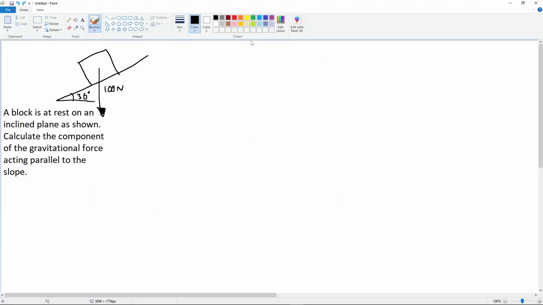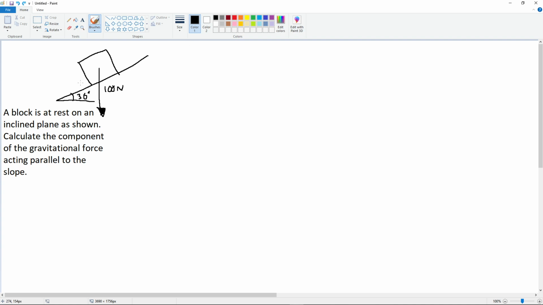Okay, so just in case anyone was confused or wants a review, this is number 3 of the InThinking video. I saw a few people were confused, so I'll try to break it down. It gives us a block at rest on an inclined plane. Calculate the component of the gravitational force acting parallel to the slope.